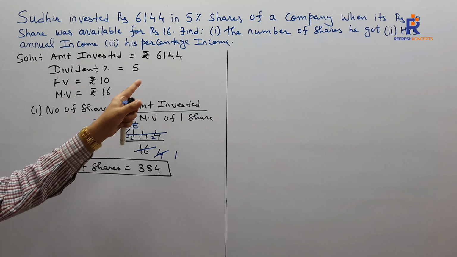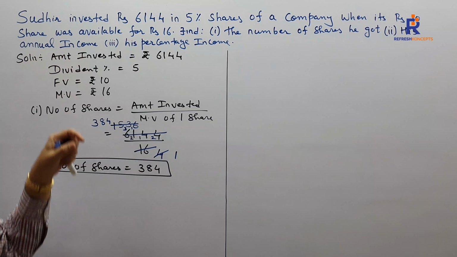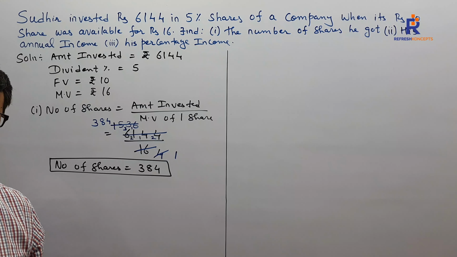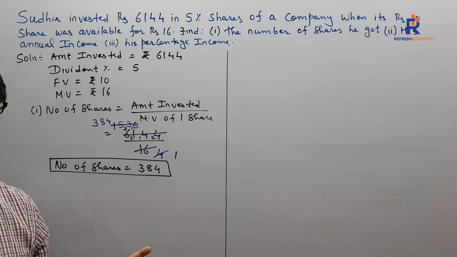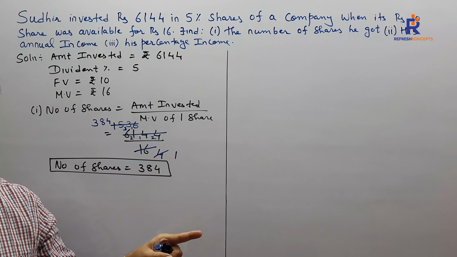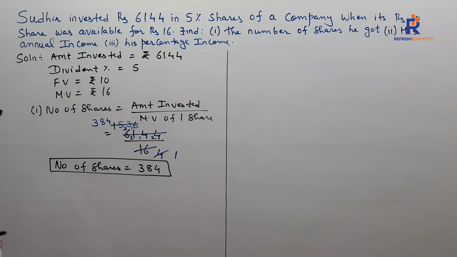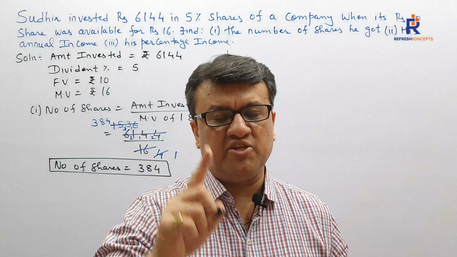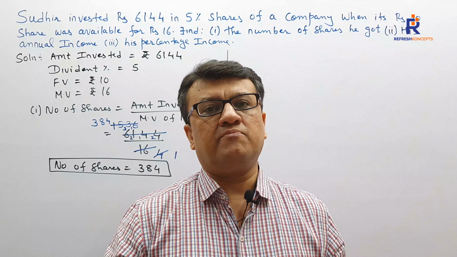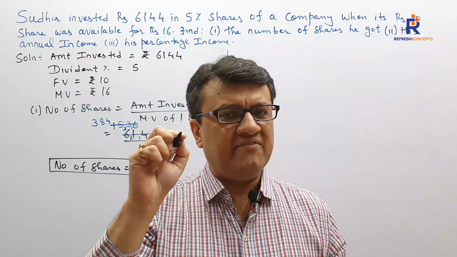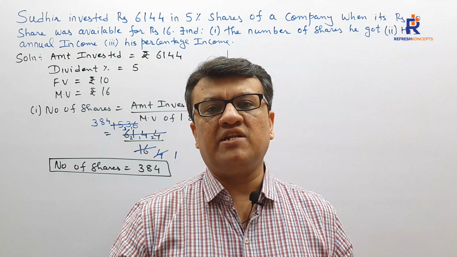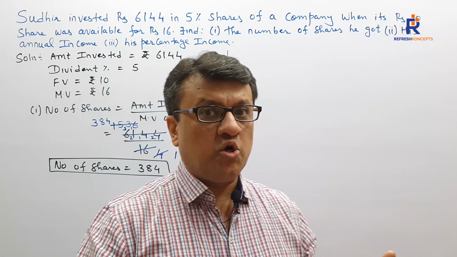Next, his annual income. That means total income, that means total dividend. And how do we find the total dividend? Total dividend is nothing but rate of dividend into face value into number of shares. Children, dividend is always calculated on face value. Drill this in your mind. Dividend is never calculated on market value. Keep this very important point in your mind. Dividend is always calculated on face value, never ever on market value.